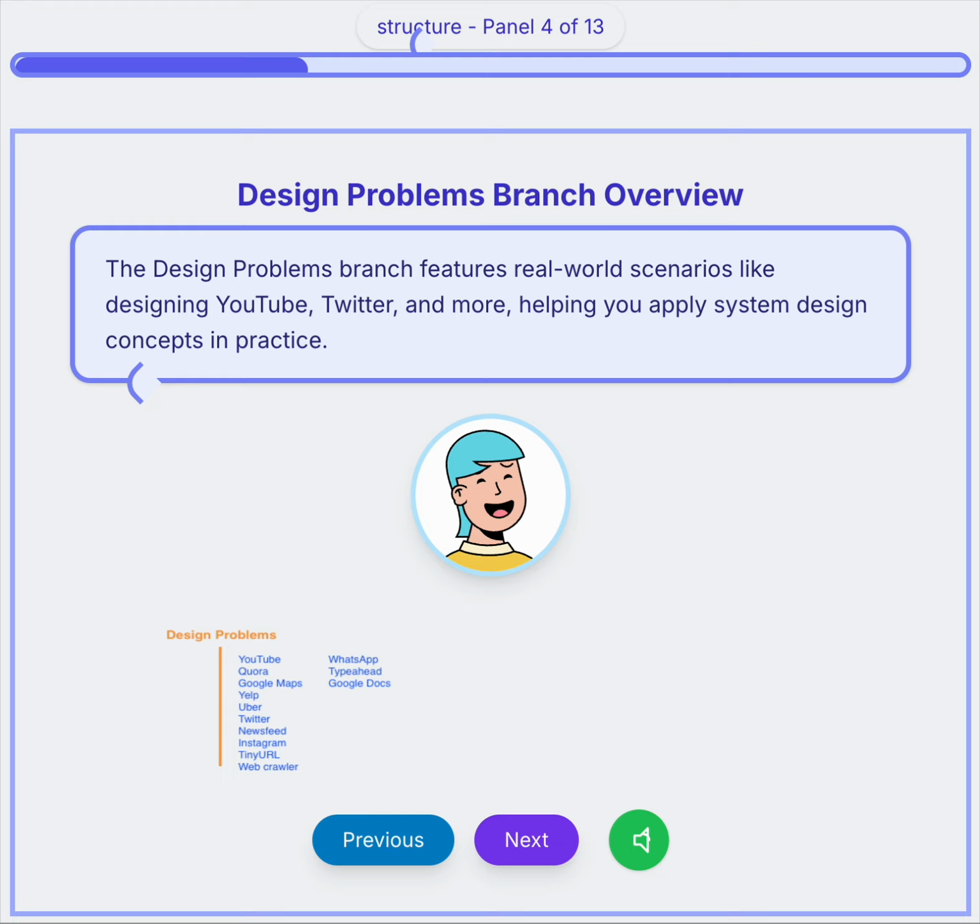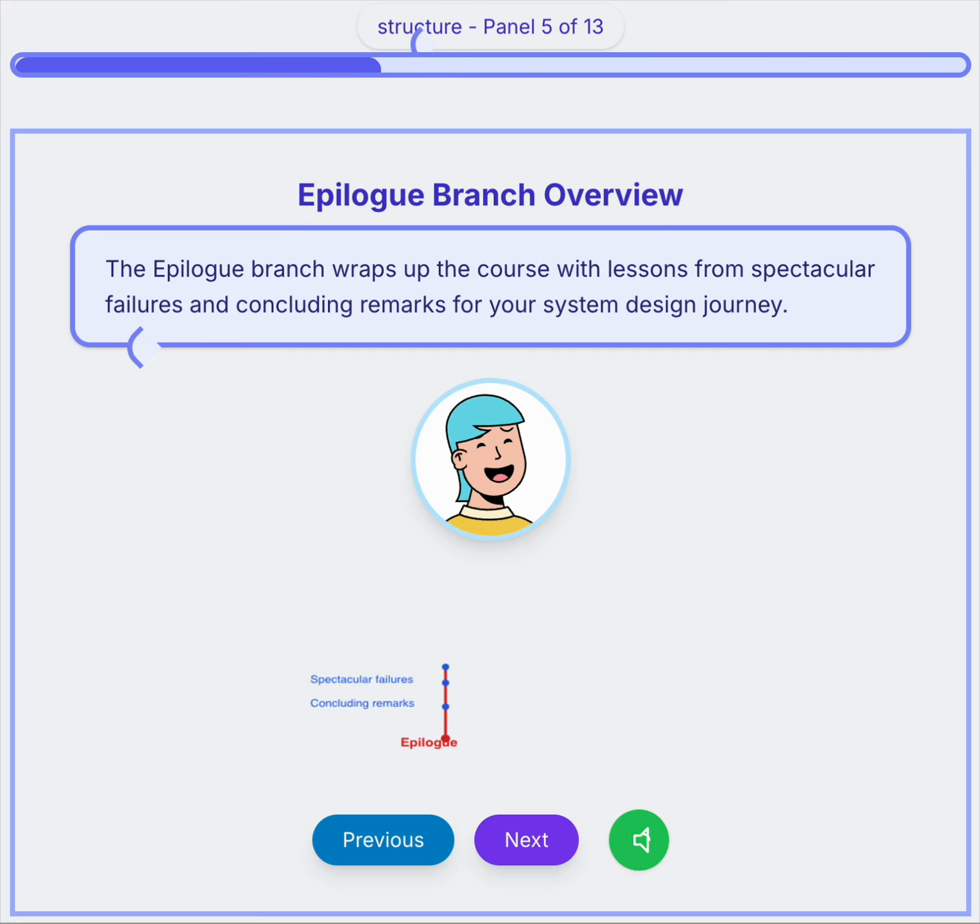The Design Problems branch features real-world scenarios like designing YouTube, Twitter, and more, helping you apply system design concepts in practice. The Epilogue branch wraps up the course with lessons from spectacular failures and concluding remarks for your system design journey.